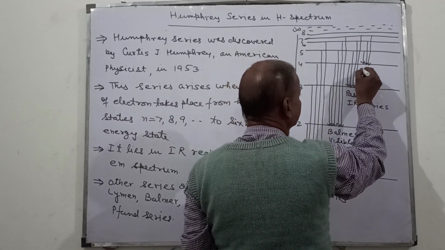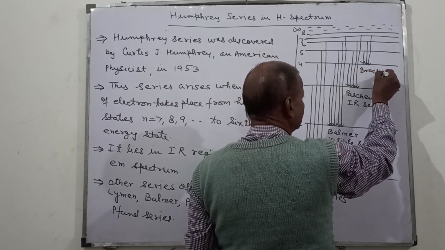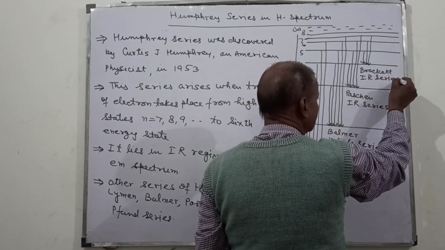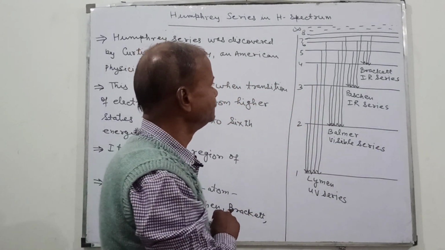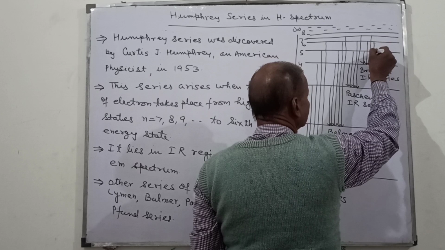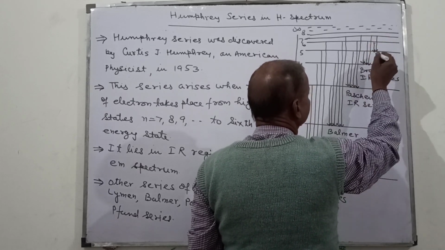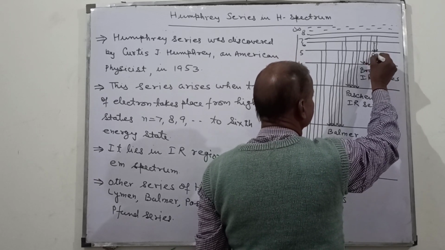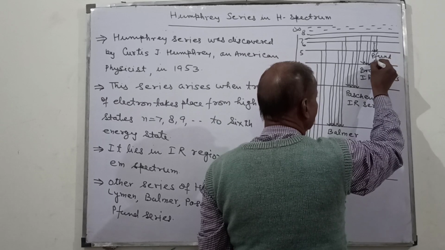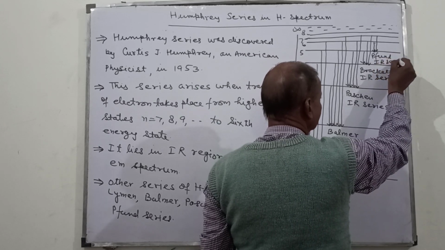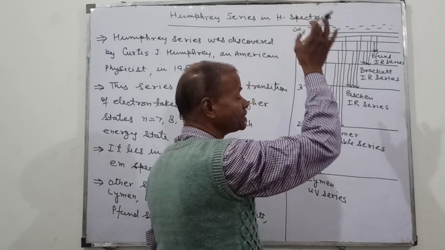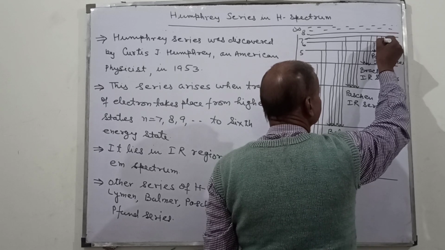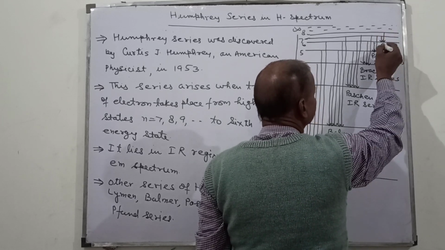This is the Brackett IR series. This is the Pfund IR series. So next to this, that will be the Humphrey series. So this is now like this. This is now the Humphrey series.